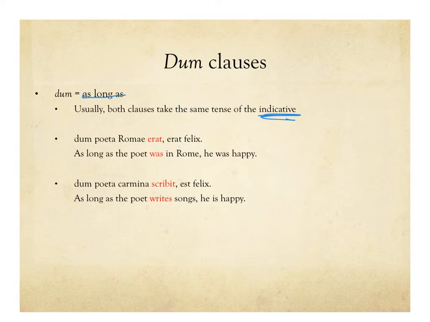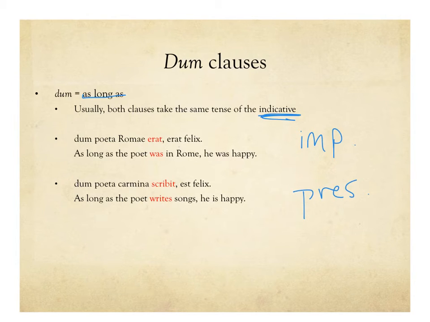So here you can see I give 2 different examples. The first one has the imperfect indicative, and the second one has the present. Right? So, dum poeta Romae erat, erat Felix. As long as the poet was in Rome, he was happy. So here, we don't know how long he was in Rome. Maybe he was in Rome for a month. During that month-long period of time, he was happy. Maybe once he left, he was bitterly unhappy. But for that time, as long as he's in Rome, then he's happy. Right? And you can see the sort of connection with while there, but you can see that there are also fixed boundaries.